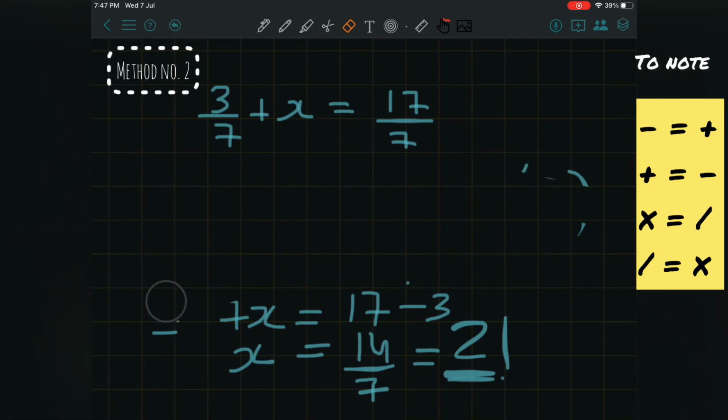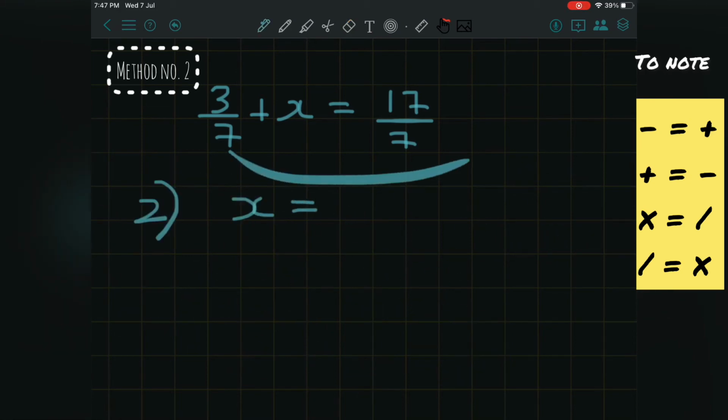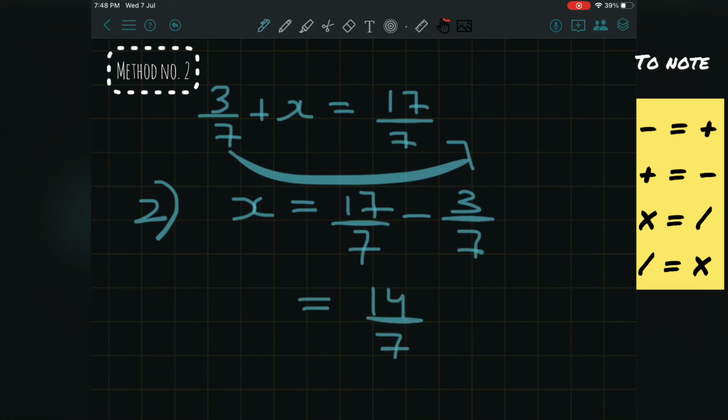Now the second method is the method I already told you about, so let's just do that. x is equal to, let's just transfer 3/7 there, 17/7 minus 3/7. This is also a very simple method, but just to make sure you know it. Just 2. That's the answer.